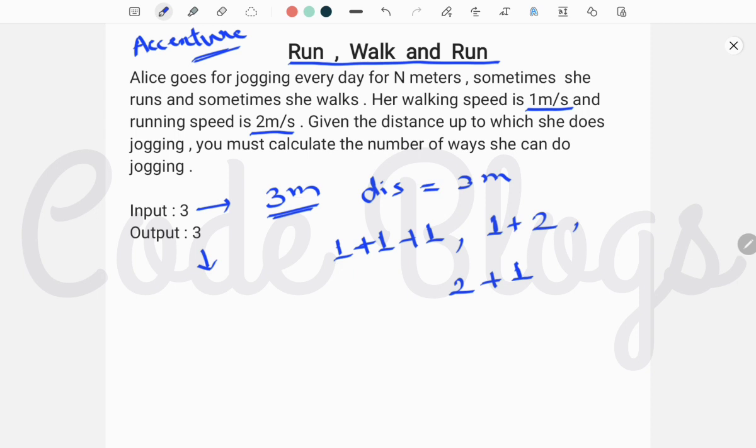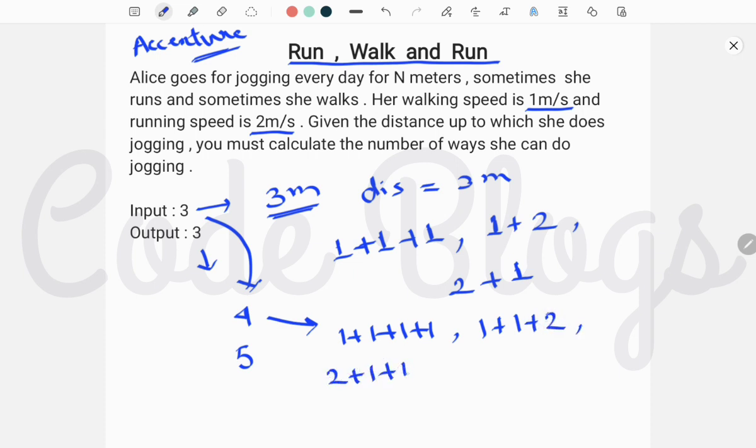Now if the input becomes 4, in that case the output becomes 5. So now check the possibilities. First of all, 1 plus 1 plus 1 plus 1. Second possibility is 1 plus 1 plus 2. Another is 2 plus 1 plus 1. Another is 2 plus 2. And the last possibility is 1 plus 2 plus 1. So these are the 5 possibilities.